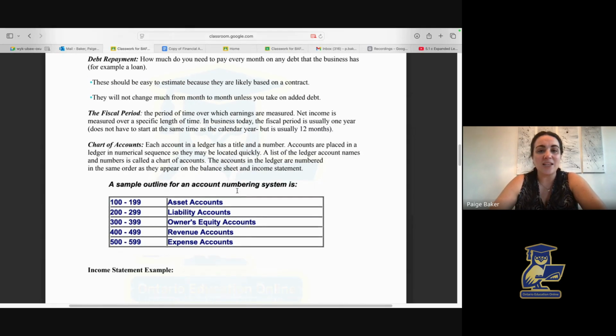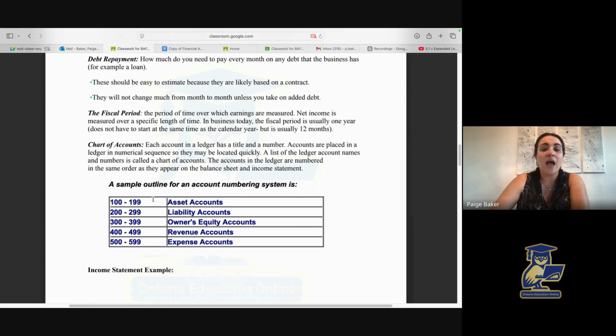Okay, another aspect that is a part of this lesson is what we call the chart of accounts. So when we think back to the ledger and all of our accounts that are listed in that ledger, we know that each account has a title. Now what we are also going to add onto our accounts is our number. Accounts are placed in a ledger in numerical sense so that they may be located quickly. As we know from the ledger, we list our assets first, then our liabilities, then our owner's equity. And so our numbers are going to follow that pattern.